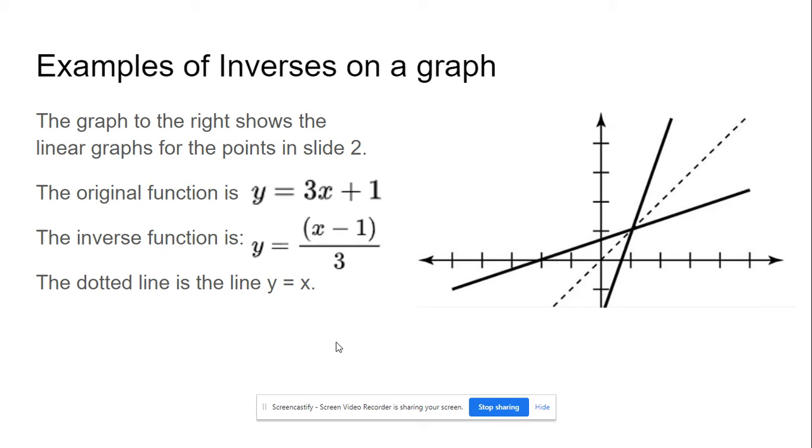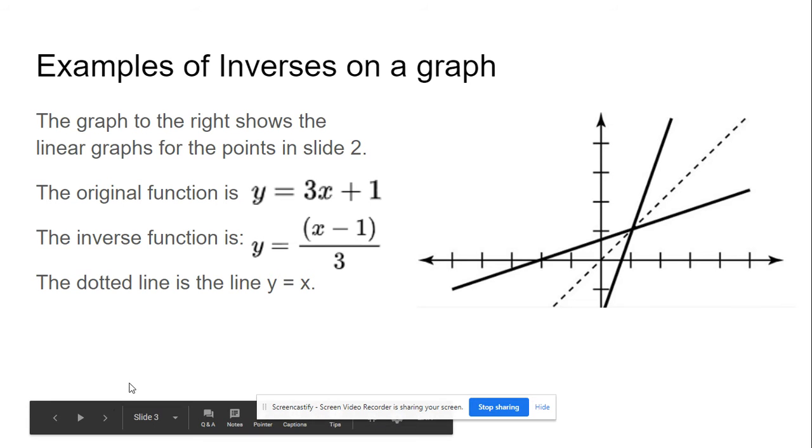What you may notice is that the line y equals x acts as a mirror to have a reflection of the original function and the inverse function. And so with graphs, an original function will be a reflection over the line y equals x of the graph of the inverse function.